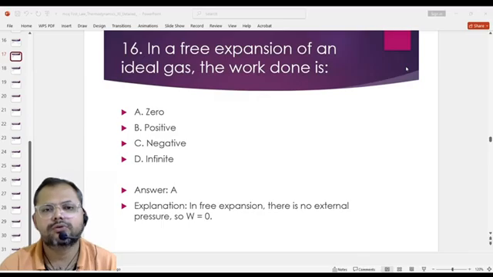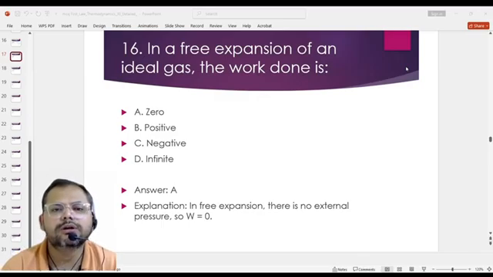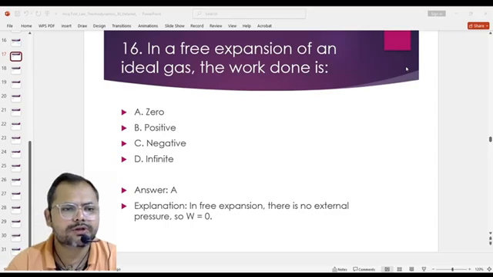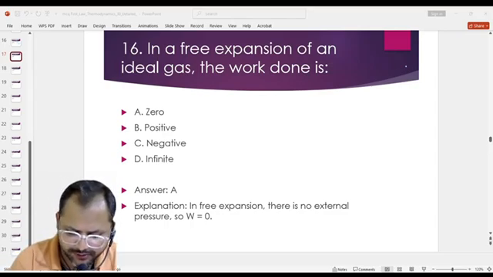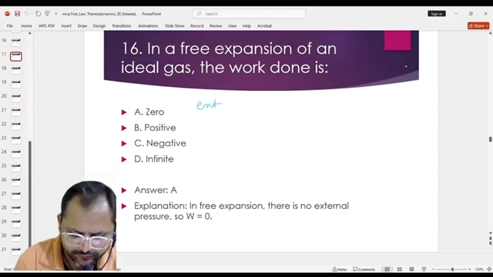Good morning, friends. Today we are going to see some MCQ on first law of thermodynamics. So let's start. In a free expansion of an ideal gas, the work done is... In free expansion, the external pressure is zero.